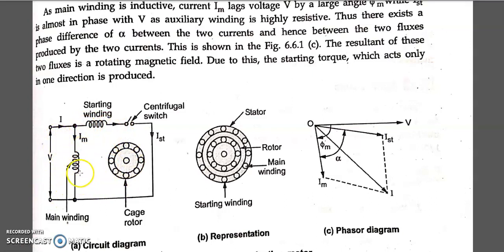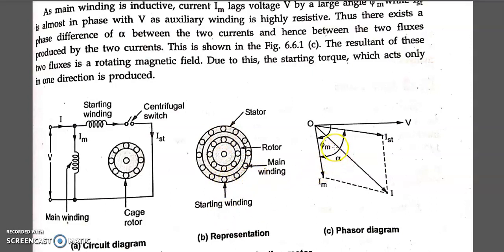If you want to change the direction of the machine, you will either interchange the main winding or interchange the starting winding. The centrifugal switch will only open when your machine reaches 75 to 80% of the rated speed, depending upon the design. This is the stator part, this is the rotor, this is the main winding, and this is the starting winding. Both are 90 degrees electrically apart.